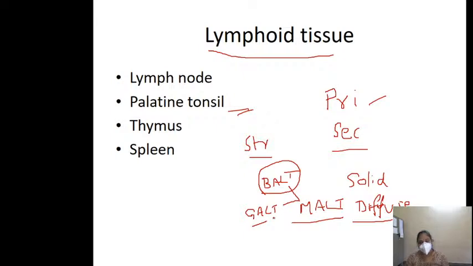Then in the large intestine you also see aggregations of lymphoid tissue. These all come under the gut associated lymphoid follicles. We are not discussing most of the gut associated lymphoid follicles in this class. We are discussing the primary lymphoid structures. Here is the thymus, and then in the secondary lymphoid organs we have the lymph nodes and the spleen.